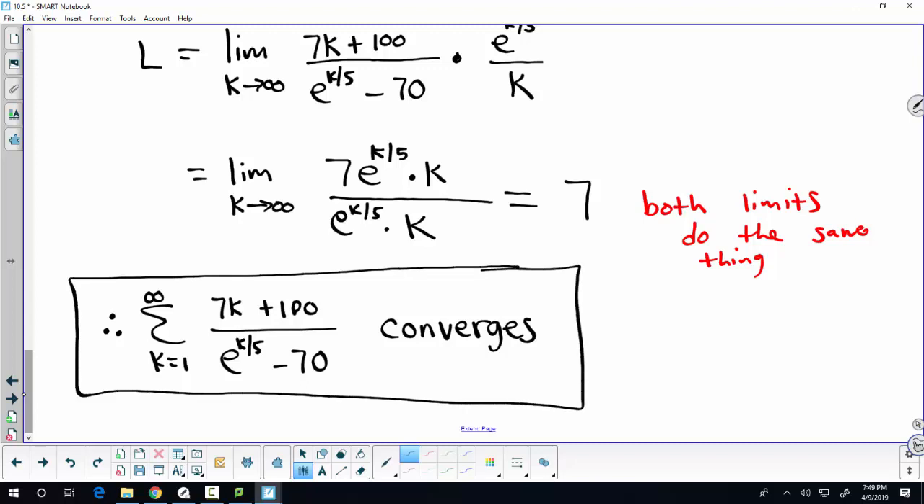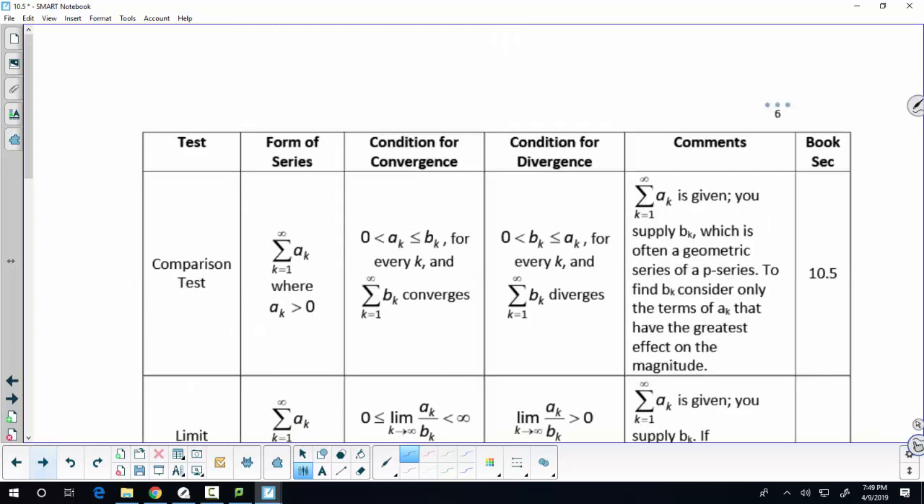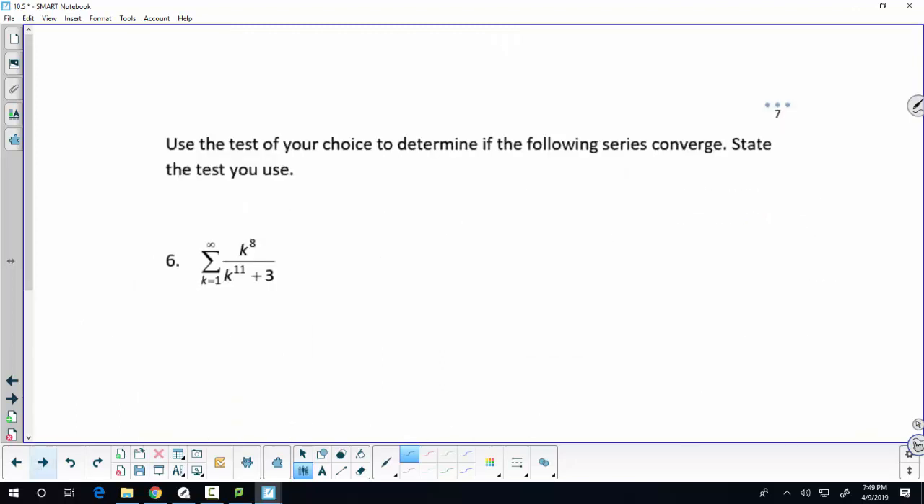Okay, any questions on that example? All right, and then I have a summary of our tests up to this point. Let's take a break and then we have just one more question here. We'll do that one after break.